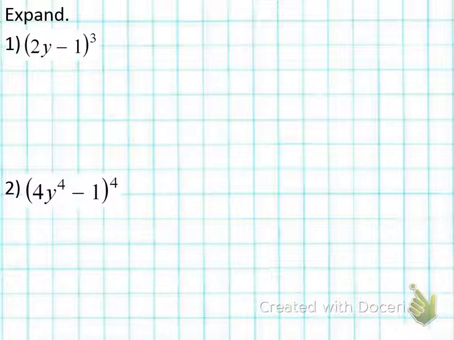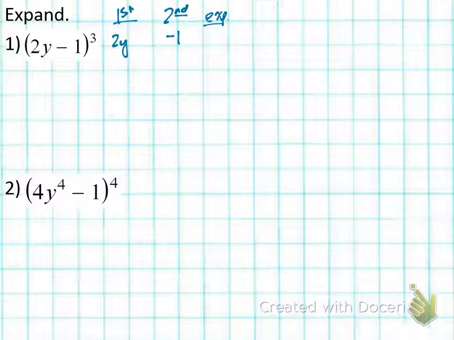On numbers 1 and 2, you're going to notice that there's a coefficient in the front, or on number 2, an exponent on the inside, which is going to be a little bit more difficult. But same steps as yesterday, okay? You're still figuring out your first and second term and your exponent. That's your first step. So the first term is 2y. Second term is -1. Exponent here is 3.